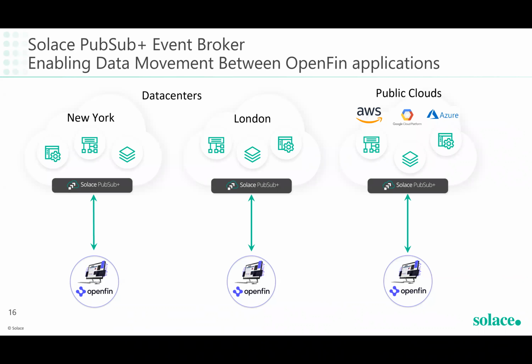You deploy a Solace PubSub Plus broker in every region, and your private cloud, your public cloud, your own data centers, and you have your OpenFin desktops make a connection out to the PubSub Plus broker. And what if you wanted to route data between your New York and London data centers, for example? Or what if you wanted to route data from your data center to the public cloud, or even between multiple public clouds? Well, Solace enables that for you, and it's very easy to enable that.